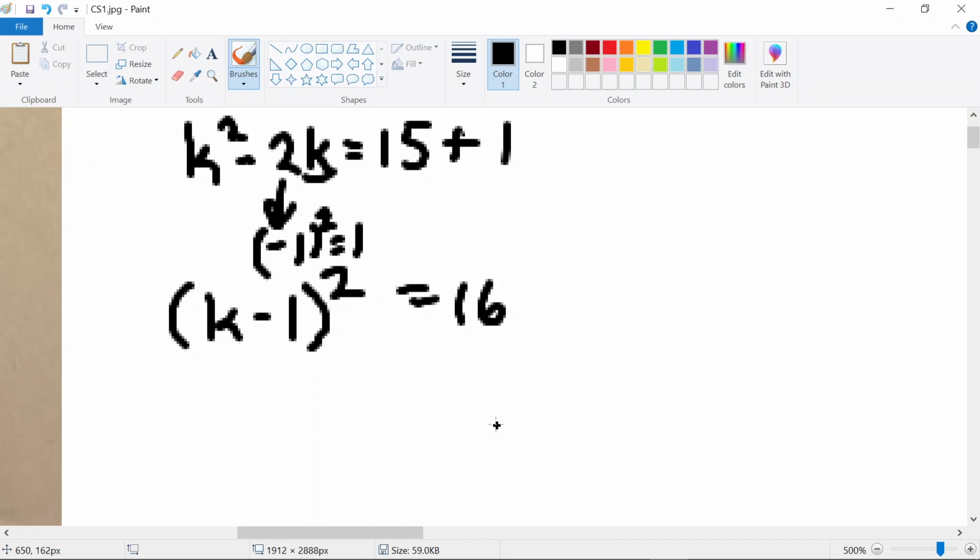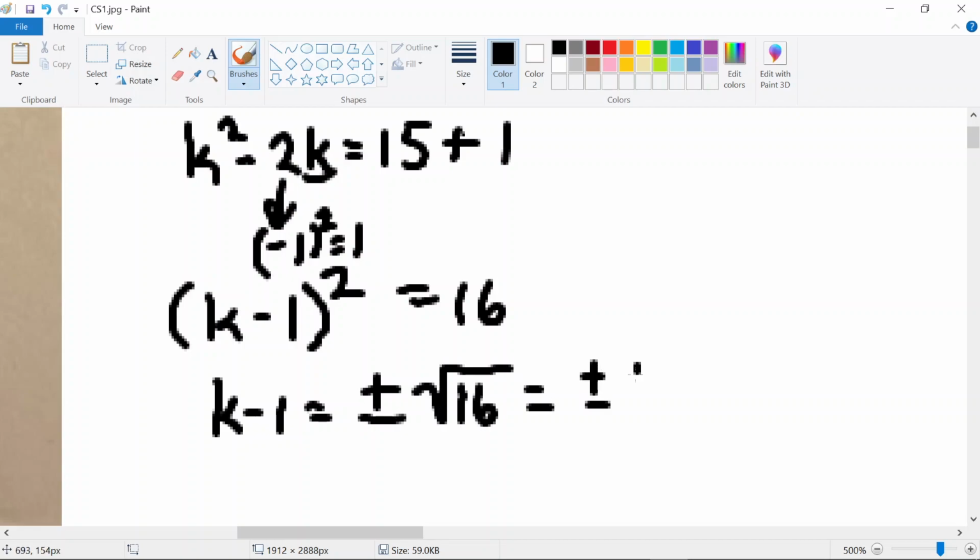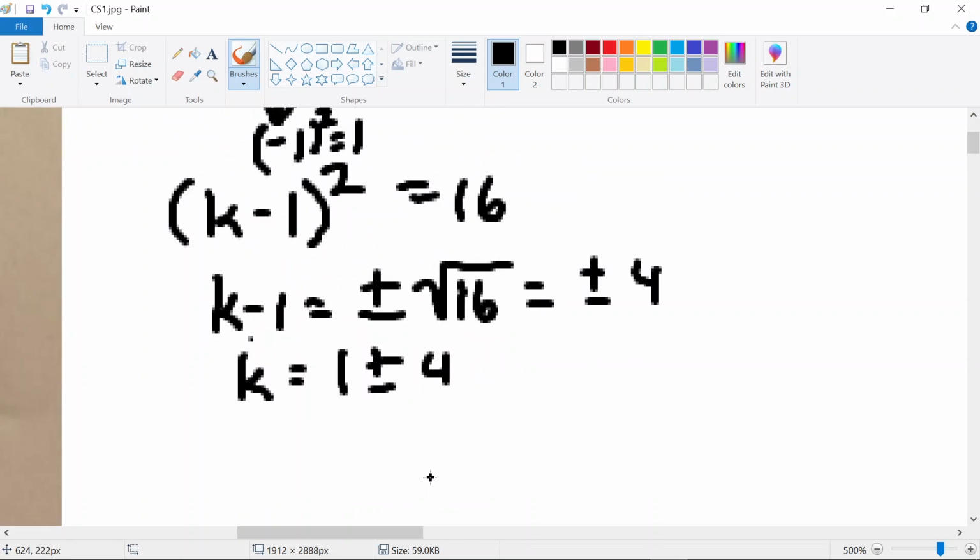Now I'm going to square root both sides. k minus 1 equals, this is when the plus or minus comes in, square root of 16. Square root of 16 is 4. Then I'm going to add 1 to both sides. k equals 1 plus or minus 4. Usually when there's just numbers, just combine them. 1 plus 4 is 5, and 1 minus 4 is minus 3. So those are your solutions. k equals 5, k equals minus 3.